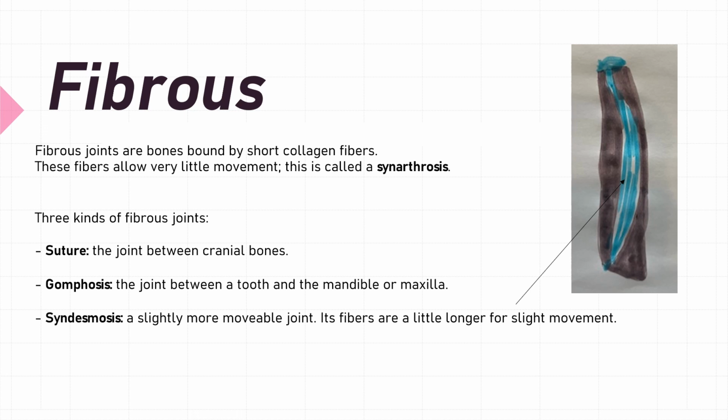gomphosis, the joint between a tooth and the mandible or maxilla; syndesmosis, a slightly more movable joint. Its fibers are a little longer for slight movement. The picture on the right is an example of syndesmosis shown in between the radius and ulna.